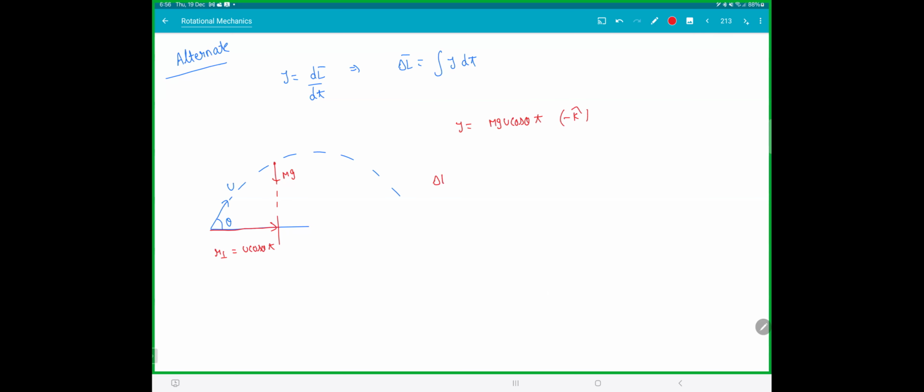So now if you integrate this, we will get mg u cos theta t dt, minus k cap, 0 to time. This would be L final minus L initial. L initial is 0 because it is initially passing through the origin. This is mg u cos theta t square by 2 minus k cap. There, you get it in one step. This is 0 since it passes through the origin.